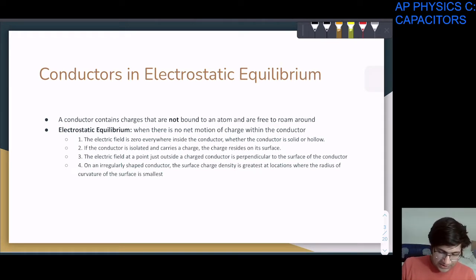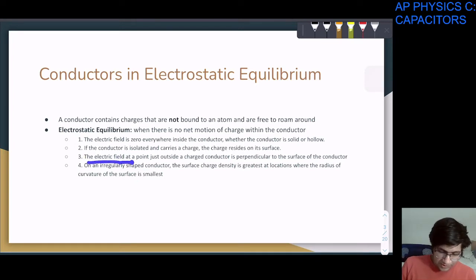If the conductor is isolated and carries a charge, then the charge resides on its surface. So if you have a metallic sphere, for example, and there's a charge on the sphere, then the charged particles are going to be residing around the surface. That's where, at electrostatic equilibrium, after everything's settled down, they'll all be on the surface.